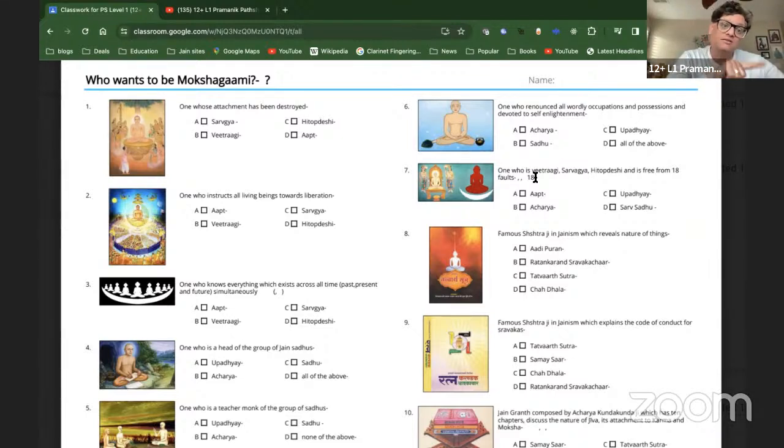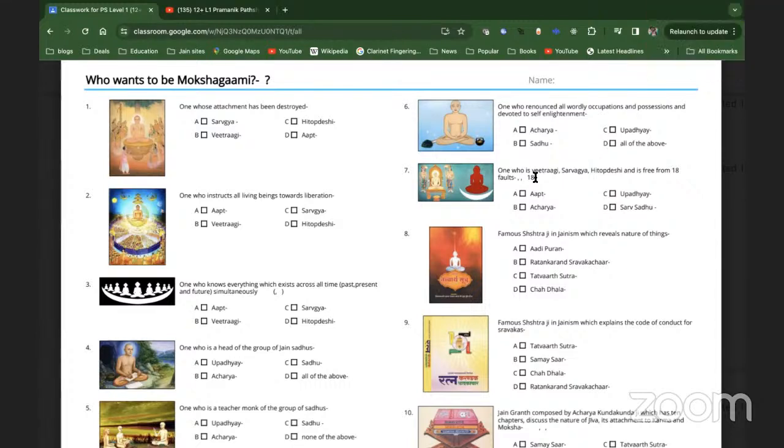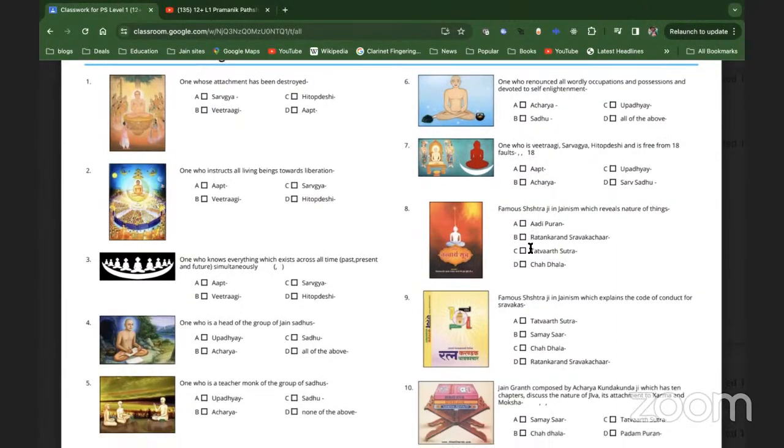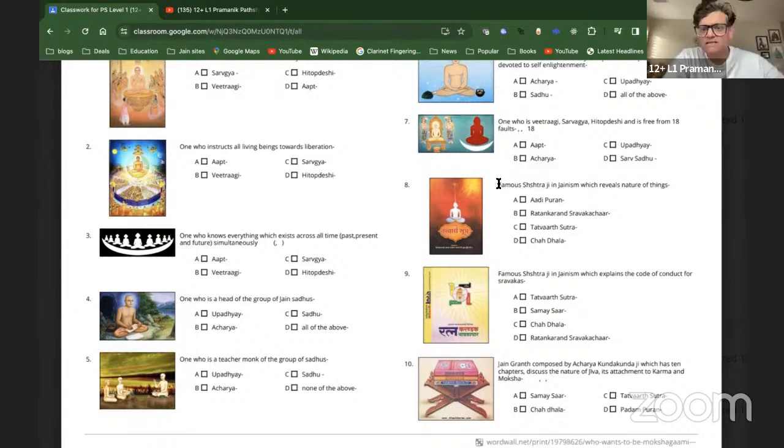अरिहंत. अरिहंत का ही दूसरा नाम है आप्त, है ना? The first परमेष्ठी. We say Namo Arihantanam, right? So the other name for Arihant is Apt. ठीक है ना? Make sense, Maulik? Yeah. Okay. Famous Shastraji in Jainism which reveals the nature of things.